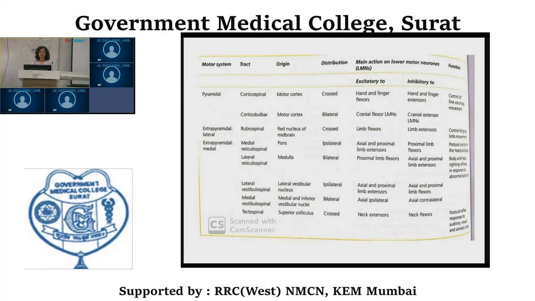The rubrospinal tract controls the gross movements of the limb. It is not supplying the finer muscles of the fingers. It is supplying the muscles of the hand, and that is why it controls the gross movements of the hand. Whereas the lateral corticospinal tract controls the finer movements of the digits, the rubrospinal tract controls the gross movements of the hands.